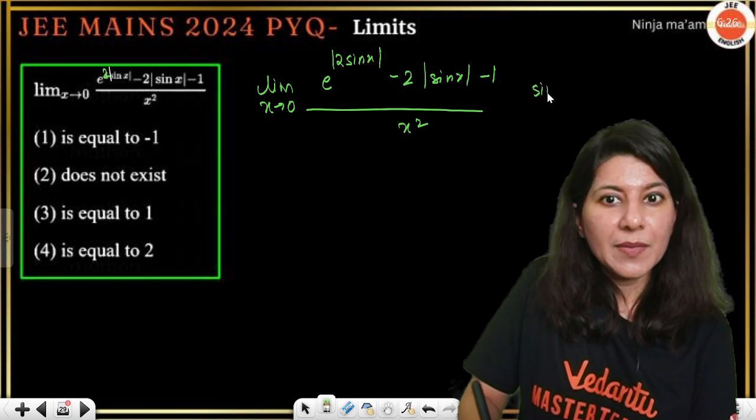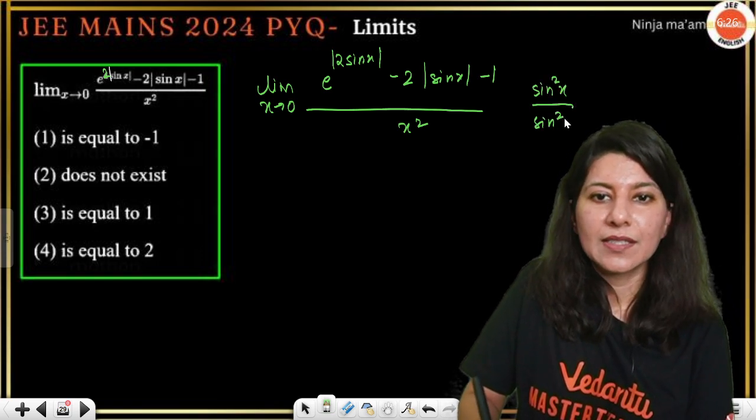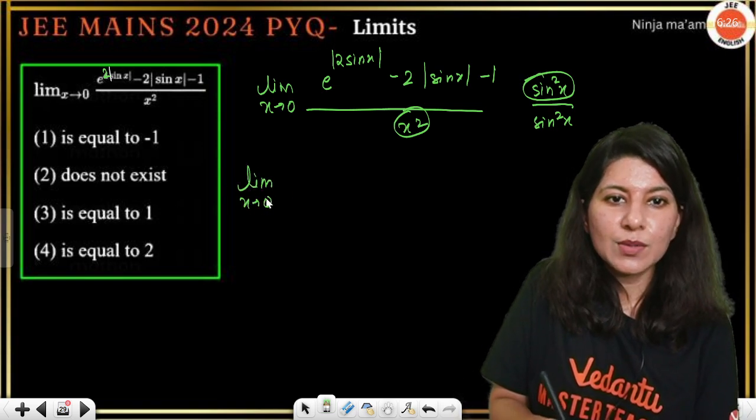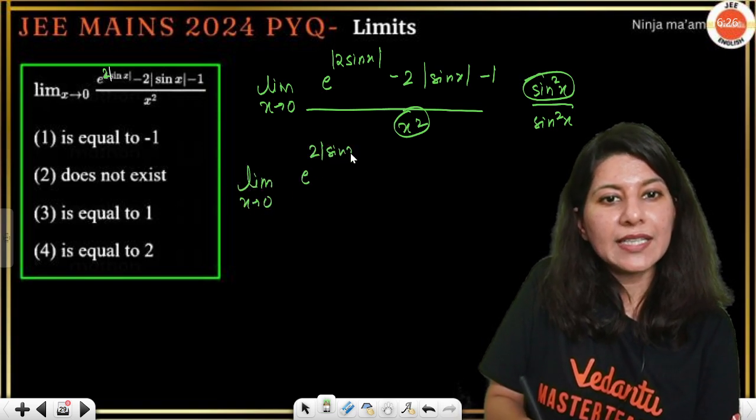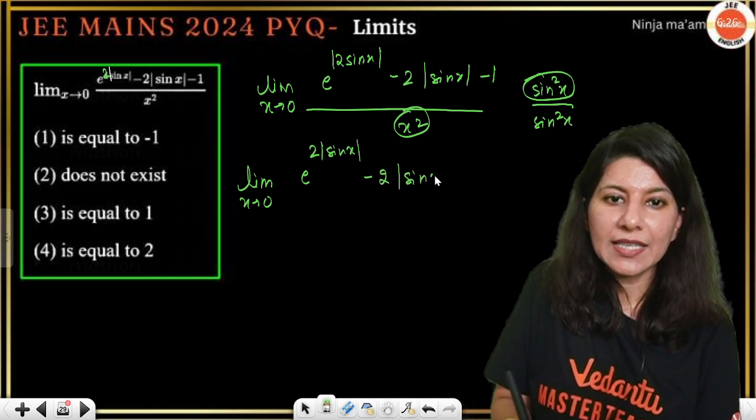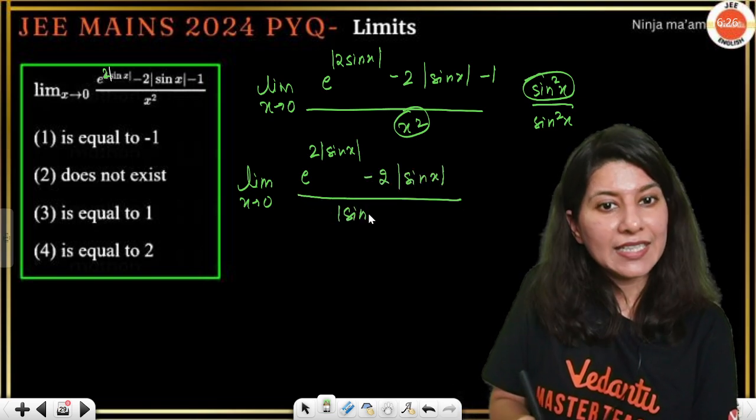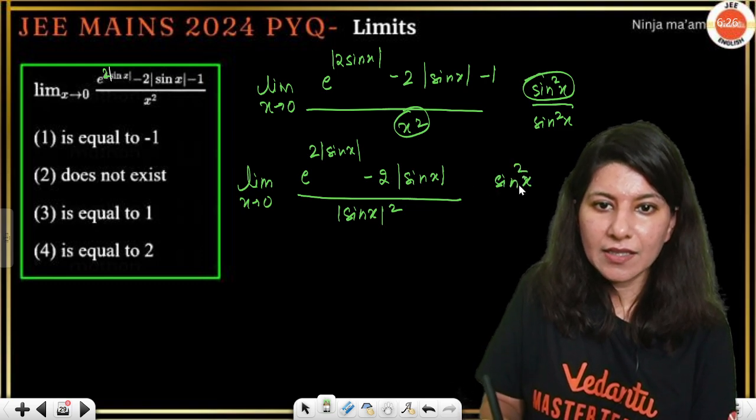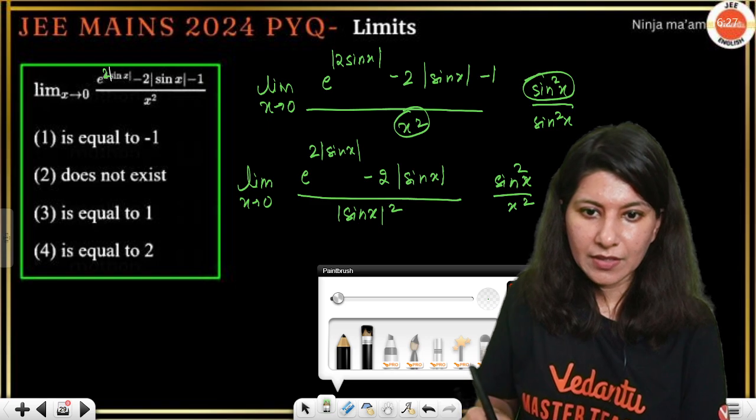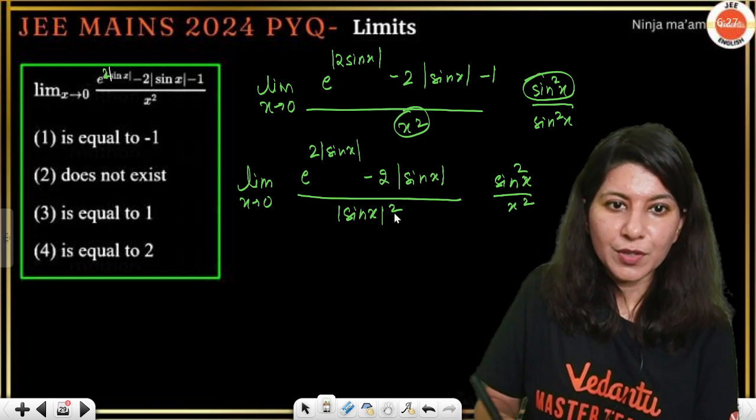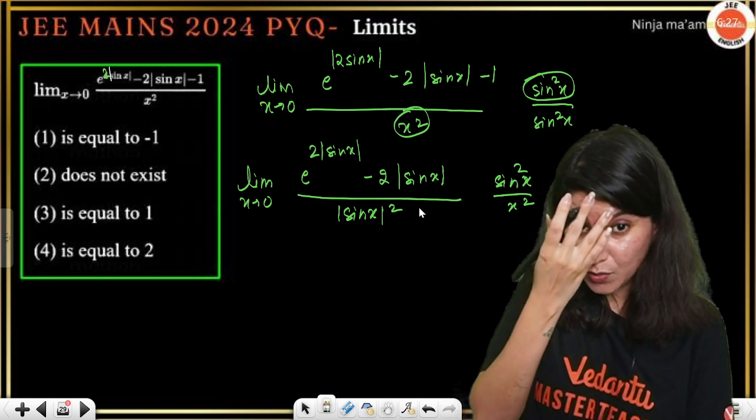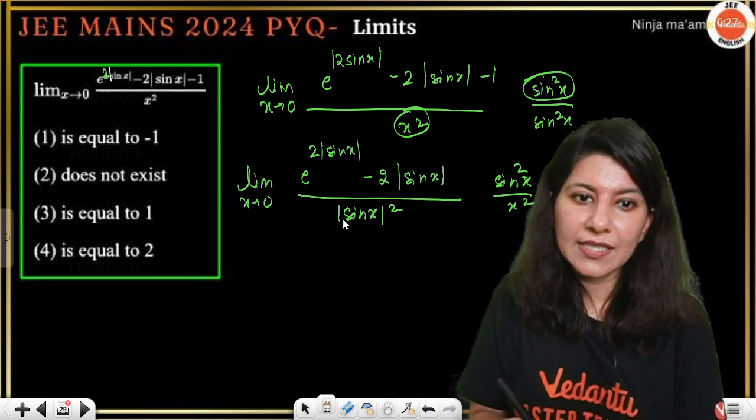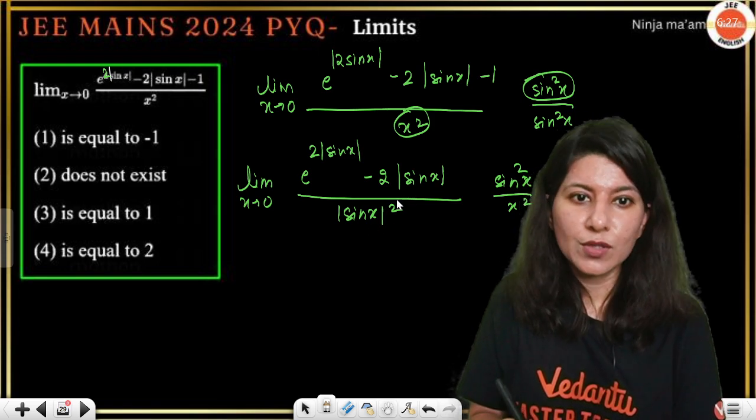What I'm going to do is multiply sine square x by sine square x, so that these two things will become 1. So limit x tends to 0, e raised to power 2 mod sine x minus 2 mod sine x, upon mod sine x square. Okay, and this is sine x by x square. Perfect. Now this is e raised to power 2 mod sine x minus 2 mod sine x upon sine x whole square, right?